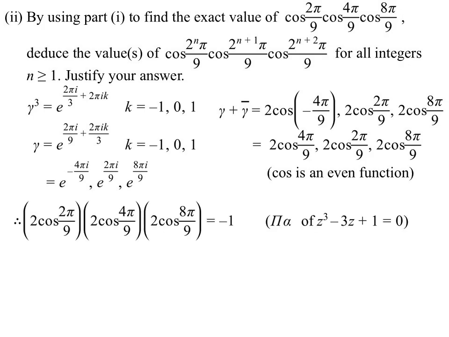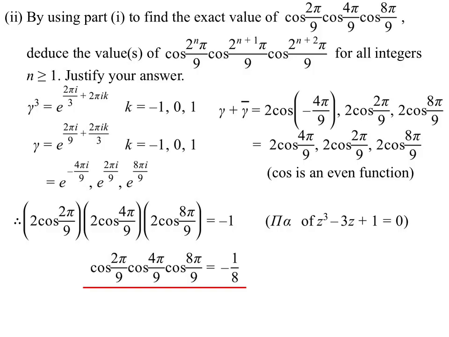But they were the solutions, remember, of that equation, z cubed minus 3z plus 1. They are the 3 roots of that equation. So the product of those roots will be -1. So we get our value, it's -1/8. Okay, but now how do we deduce the next bit?